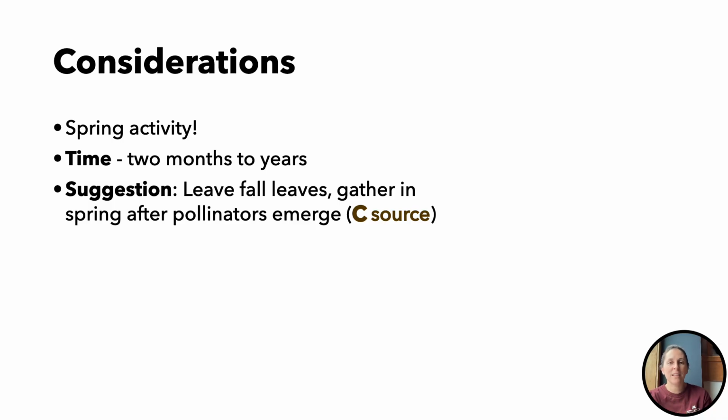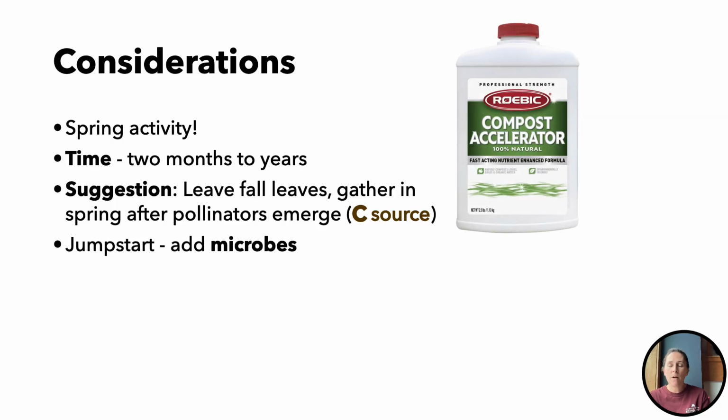I've already mentioned, leave those fall leaves and gather in the spring. It's a great starting source for your carbon materials. You can jumpstart the whole process by adding microbes. Here is just one example. It's not one that I necessarily endorse, it's just a really good example of compost microbes. You just sprinkle this across your compost pile, cover it up, and wet it down, because remember, we need water, because the first step is a hydrolysis reaction, right? We need to make sure that we're giving our compost pile everything that it needs.